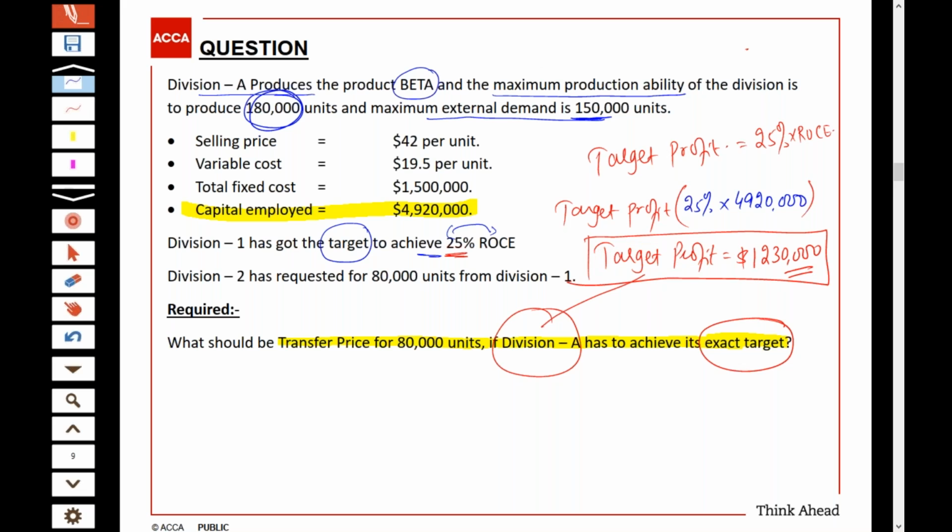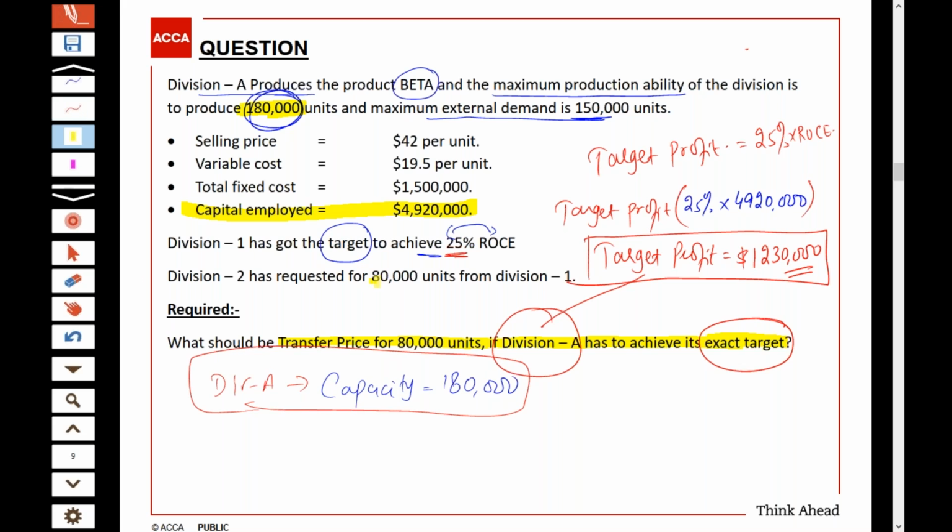Now, there is nothing to worry about the opportunity cost. There is no concept of opportunity cost because the dynamics have now changed. Now division A has to only focus on its target. Now see what the production capacity is. That's 180,000, and for division A the capacity is 180,000.